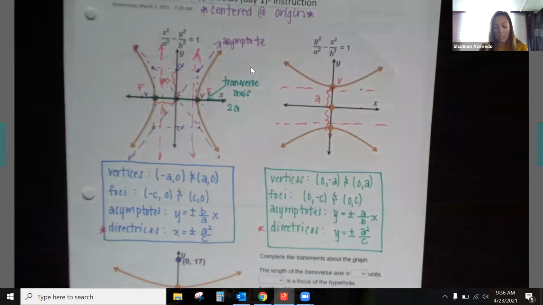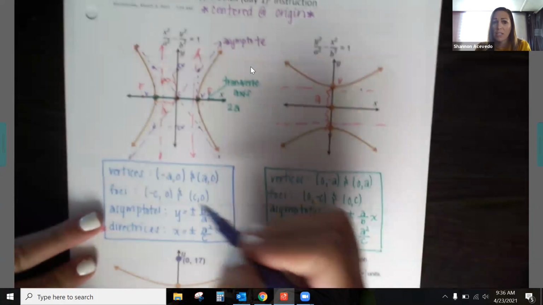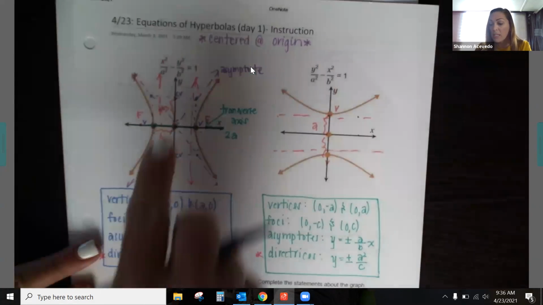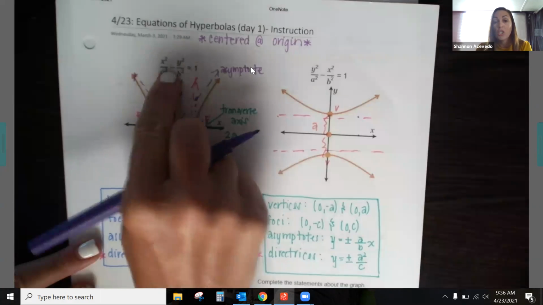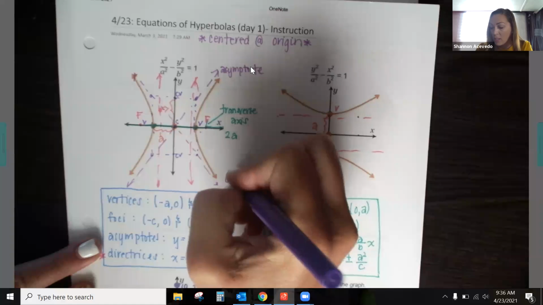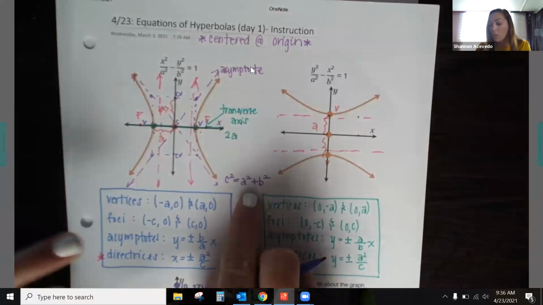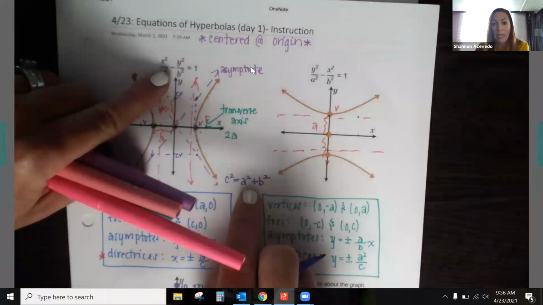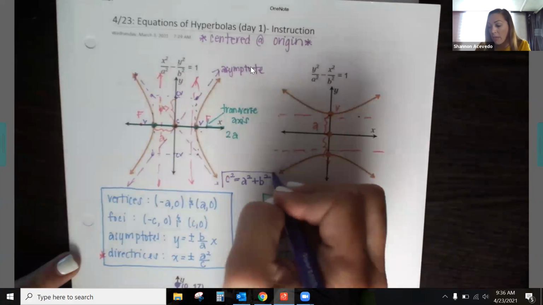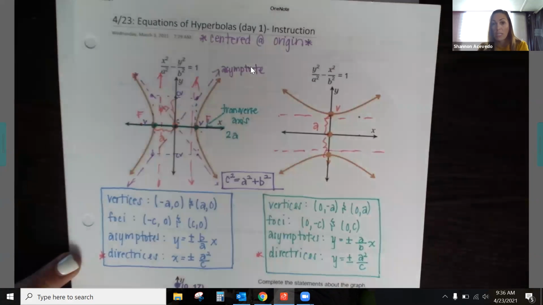What else do I have to give you guys? Ooh, can't forget C. I'm sorry, it's loud. When we talked about ellipses, ellipses had a plus in between, so when we found our C squared, it was a minus. In this case, when it's a minus, our C squared is equal to A squared plus B squared. So they switched. Ellipses, it was a plus here and a minus here. Hyperbolas, it's a minus here and a plus here. So be careful because they are two different values. We were using minus, now it is a plus.